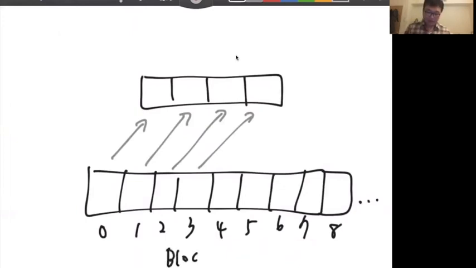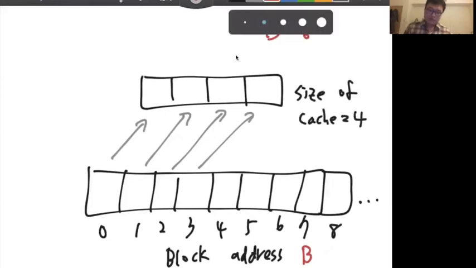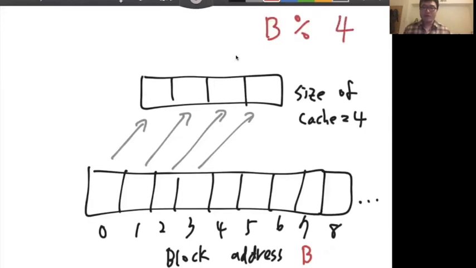This is not a memory address. This is a block address. If you have this block address, let's say B, how do you get the spot? Actually, it's equal to B mod the size of your cache, right? So here, the size of the cache is 4. So you just do B mod 4, then you will get the right spot on the cache to load this data into, right? Okay, so this is for direct mapping.